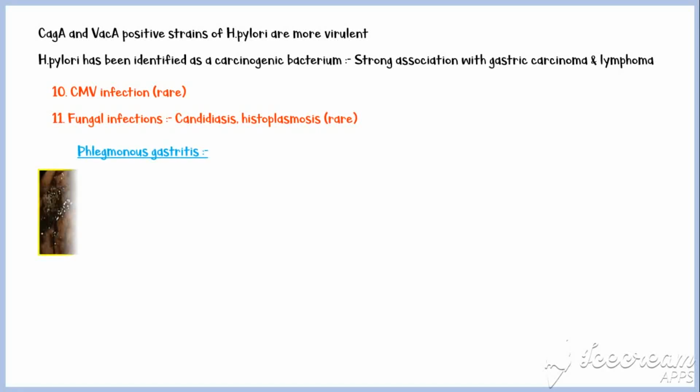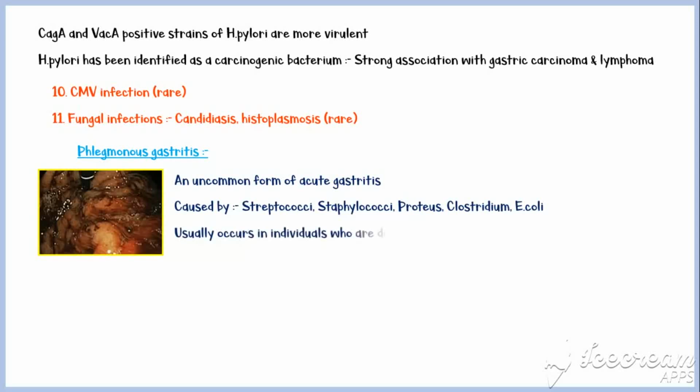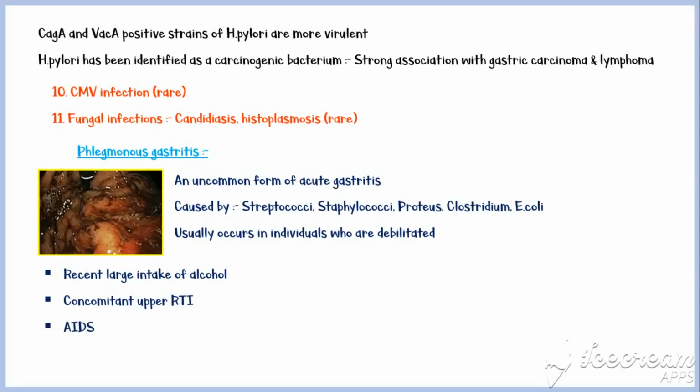Phlegmonous gastritis is an uncommon form of acute gastritis caused by numerous bacterial agents, including Streptococci, Staphylococci, Proteus species, Clostridium species, and E. coli. Phlegmonous gastritis usually occurs in individuals who are debilitated. It is associated with a recent large intake of alcohol, concomitant upper respiratory tract infections, and acquired immunodeficiency syndrome.